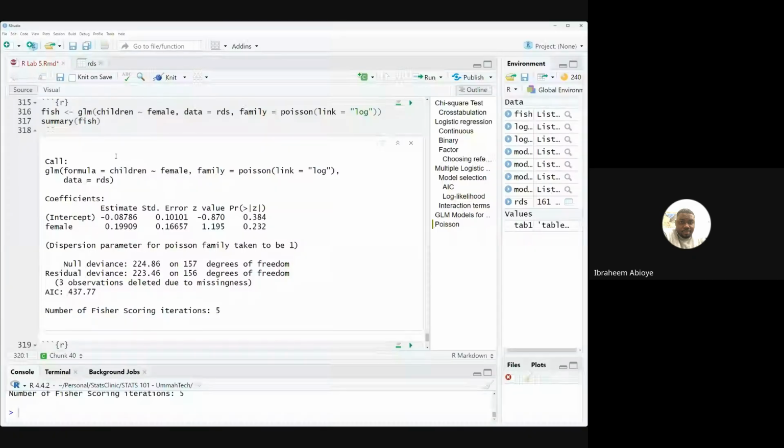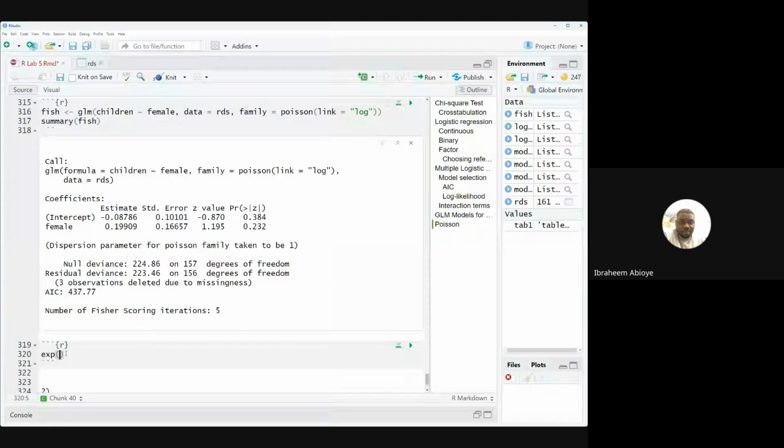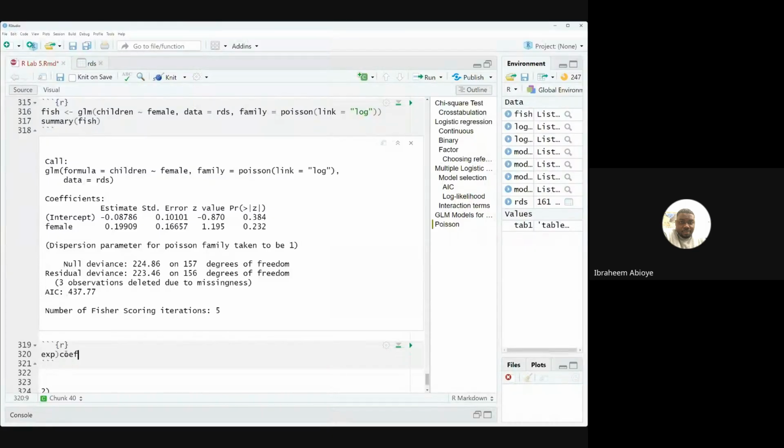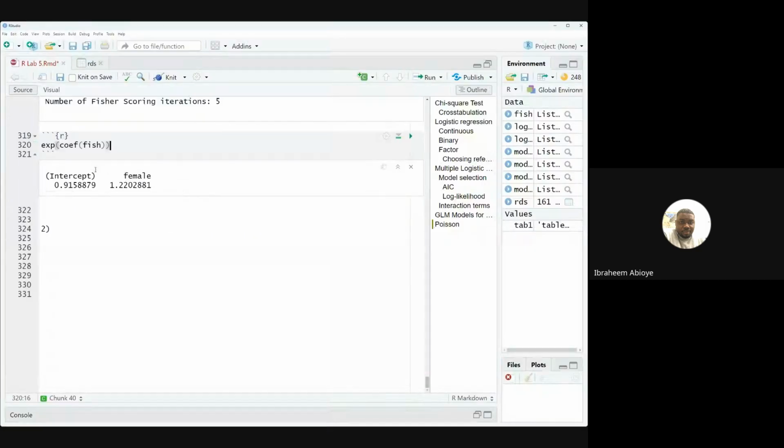if we wanted to obtain the risk ratio, we would exponentiate. Let me do it one by one so you can see. We'll use the coefficient function and ask R to provide for us the coefficients of the model that we called fish. So the relative risk in that model is 1.22. This is the intercept, so we can ignore that. The relative risk in that model is 1.22.